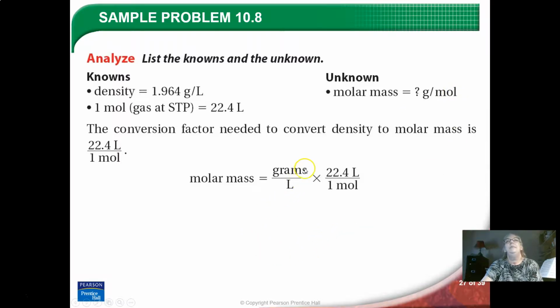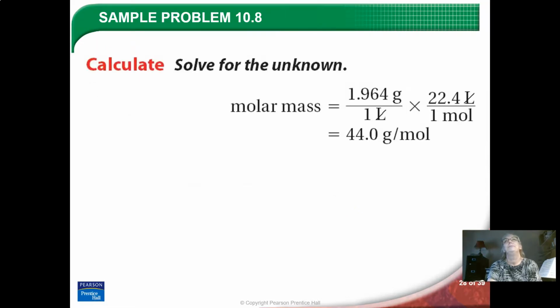So if I do grams over liters, and then I have that magic relationship of liters over 1 mole at STP, the liters are going to cancel, and I'm going to get to where I want to be. I want to be grams per mole, which is molar mass. So if I multiply those two things together, I'll get grams per mole, which is molar mass. So grams over liters, and that magic info about STP, and then I can go and find the molar mass.